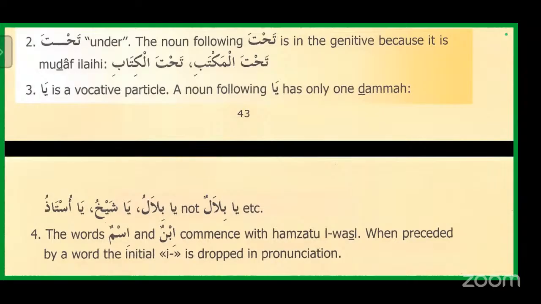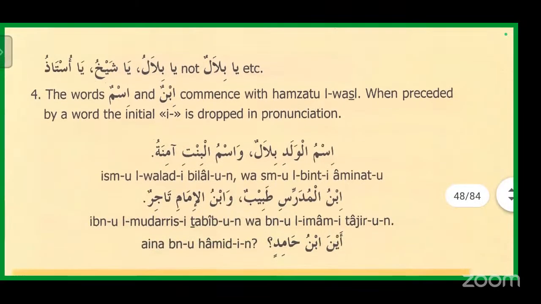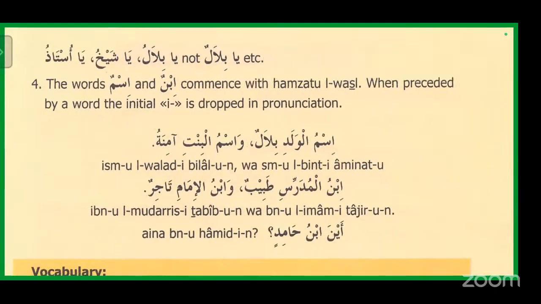So point number three is the word ya. Ya is a vocative particle. A noun following ya has only one dhamma. So you can say Bilalun, Ya Bilalu, Ya Shaykhu, Ya Ustazu. But you cannot say Ya Bilalun, Ya Shaykhun, Ya Ustazun, that is wrong. Whenever you have the particle Ya before a noun, that noun will always have a single dhamma, or in some cases, a single fatha. We will discuss them later.